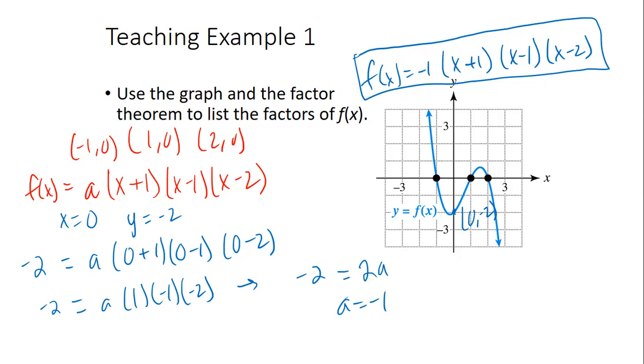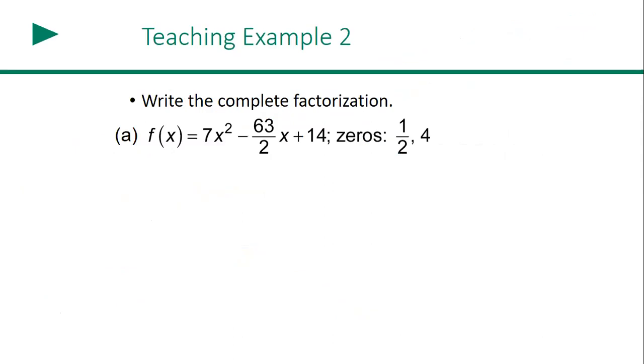The factor theorem mainly comes from a graph, but if you have a table, then you're just looking for the zeros in the table. Yep, good question. All right. Now, the other thing with the factor theorem is being able to do it from words. Can I do it from words? Okay.